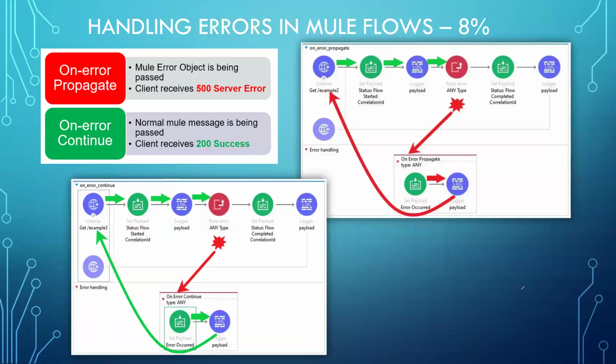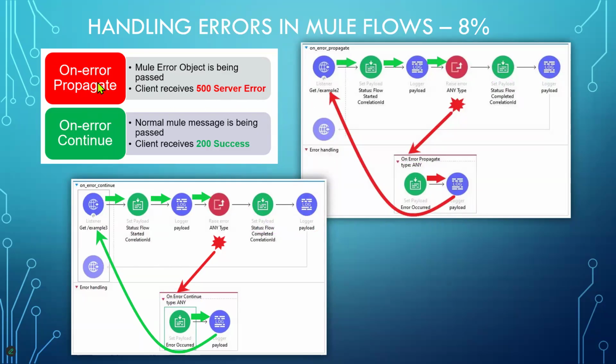But do be sure to note that in both cases, whether it's on error propagate or on error continue, neither of these processors will run. Even though in this case we're returning a 200, these processors do not run. It's just a case where you might want to acknowledge that an error occurred, but you do not want to completely stop the entire process of that flow, or I should say return back a 500 server error.